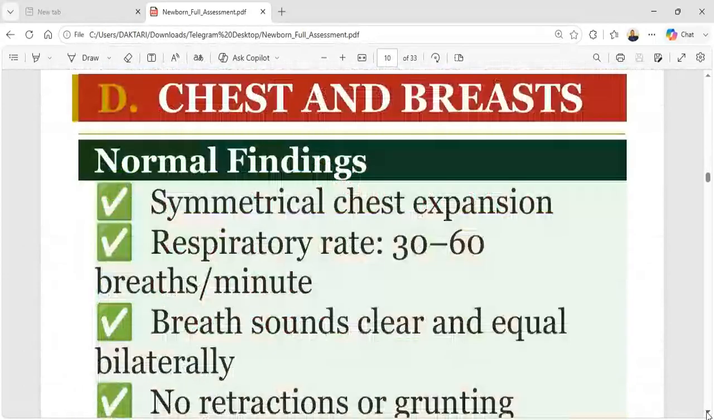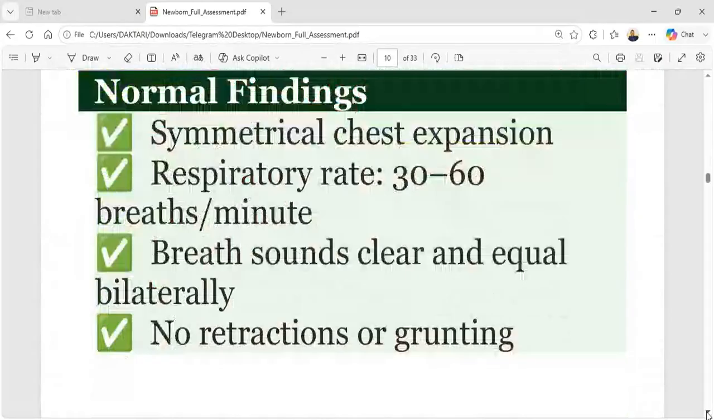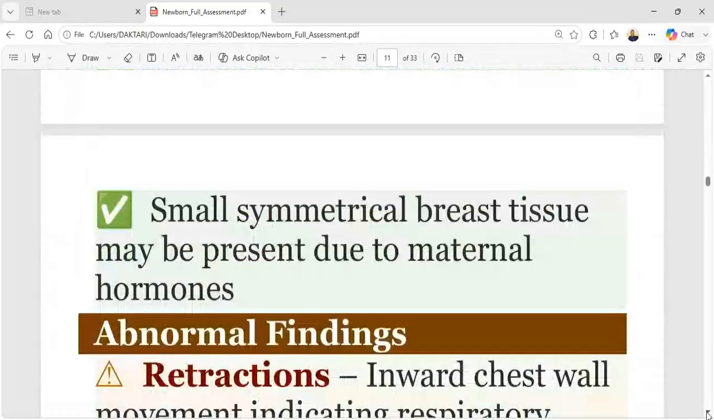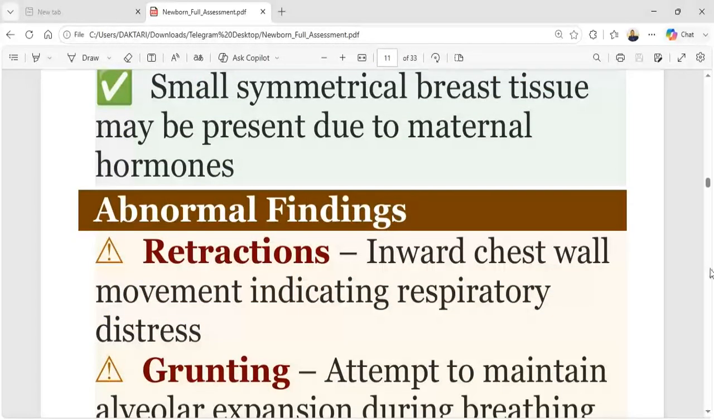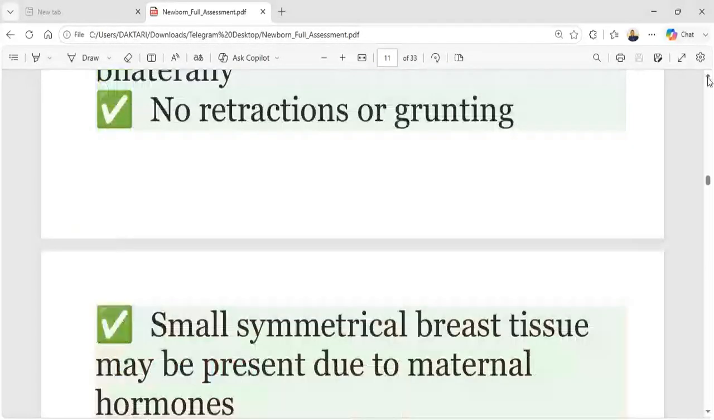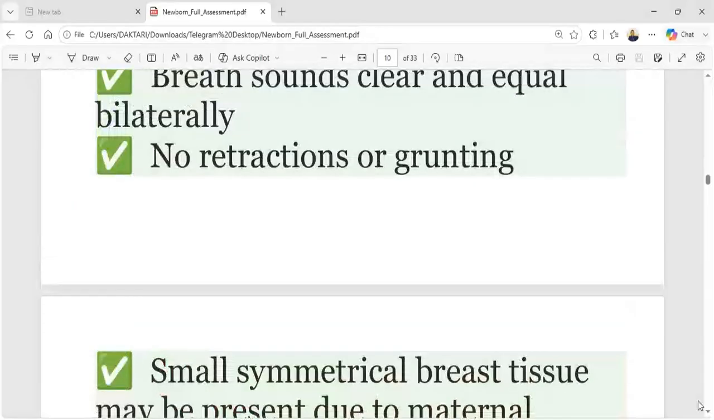Chest and breast, normal findings: symmetrical chest expansion, respiratory rate of 30 to 60 breaths per minute. Breath sounds clear and equal bilaterally, no retraction or grunting. Small symmetrical breast tissue may be present due to maternal hormones. That is always accepted. When you check the chest and find a baby has breast tissue, it is just normal because of the mother's hormones, okay?